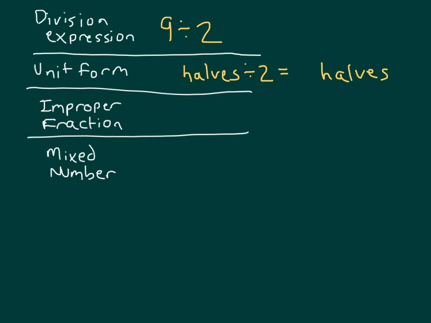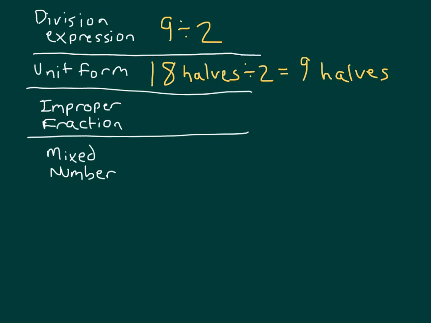Exact same problem still. 9 is equal to how many halves? How many halves make up 9? Well, I know that 2 halves make up a whole, and we're talking about 9 wholes, so that's 9 times 2, which is 18. So, the division expression 9 divided by 2 can be expressed in unit form as 18 halves divided by 2. 18 divided by 2 is 9. So for that unit form, I've written 18 halves divided by 2 equals 9 halves.